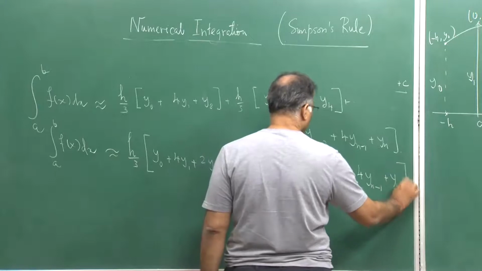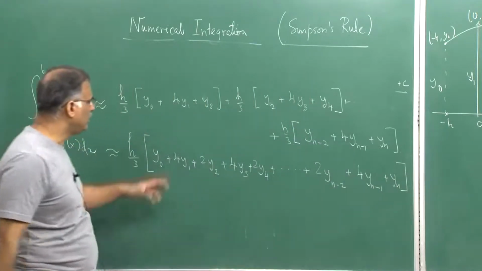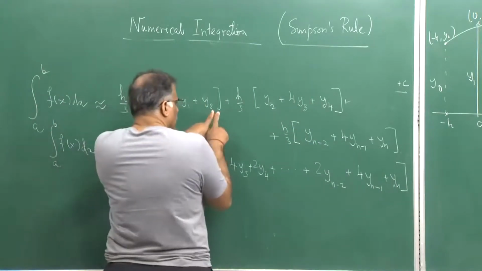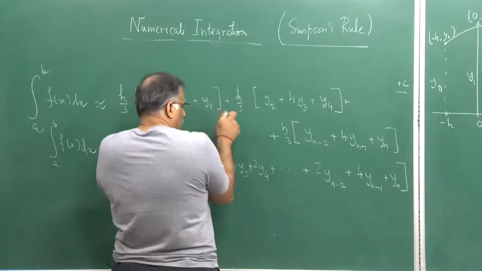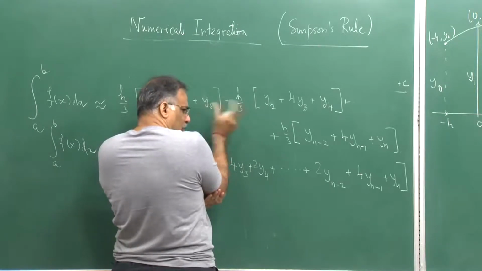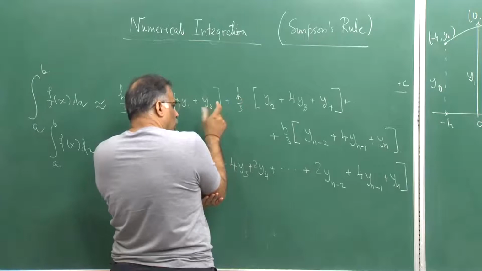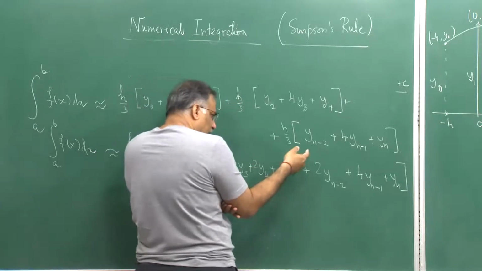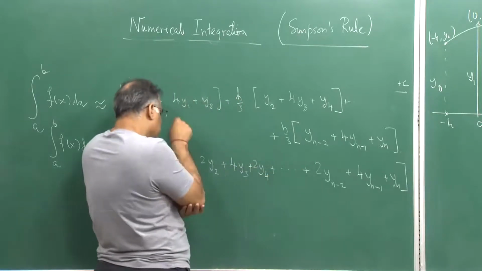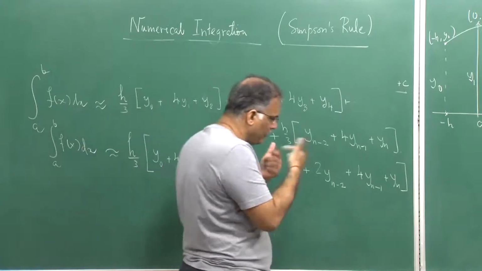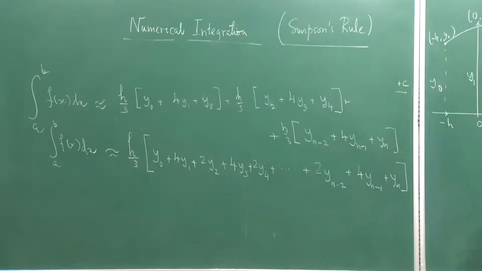It is not the odd and evens type. Basically, y2 is a common endpoint between two such blocks. So, the common endpoints will be repeated twice, and obviously the other ones which are in the middle will have 4 as the coefficient, because that is what we get.